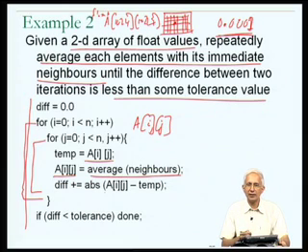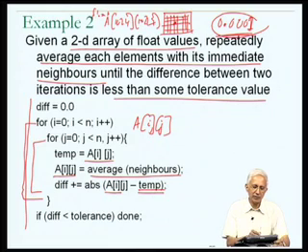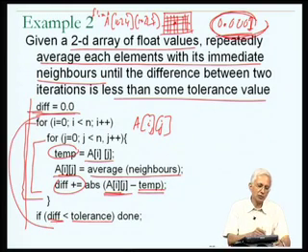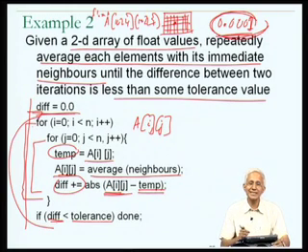Since I have to repeat this procedure until the difference between two iterations has become less than some predefined tolerance value, I compute the difference between the old value of a of ij, which I had stored in the variable called temp, and the new value of a of ij. I accumulate it in a running sum, which I had initialized to 0. At the end of the iteration, I check if the total difference between this iteration and the previous iteration was less than my tolerance value, possibly 0.0001, then I know that I'm done. Otherwise, I proceed to go through this iteration once again.